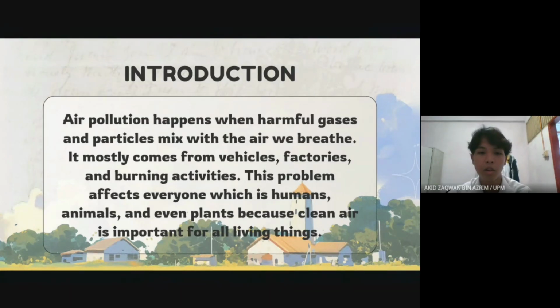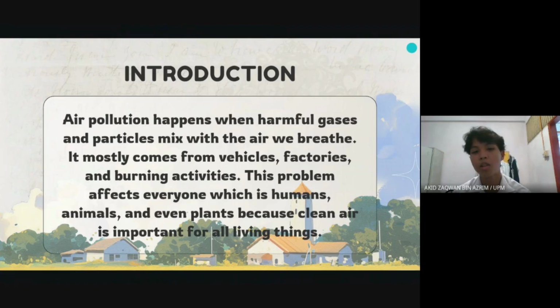Most of the time, these pollutants come from vehicles like cars and motorcycles, from factories that release smoke, and also from open burning activities. These activities release substances such as carbon monoxide, nitrogen oxide, and sulfur dioxide into the atmosphere. When we breathe in these pollutants, they can cause breathing problems and other health issues.